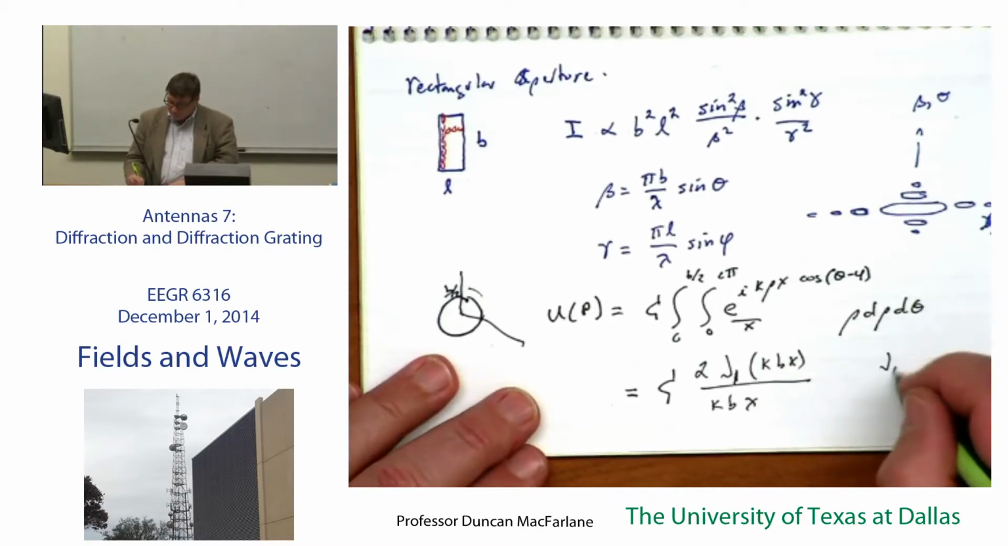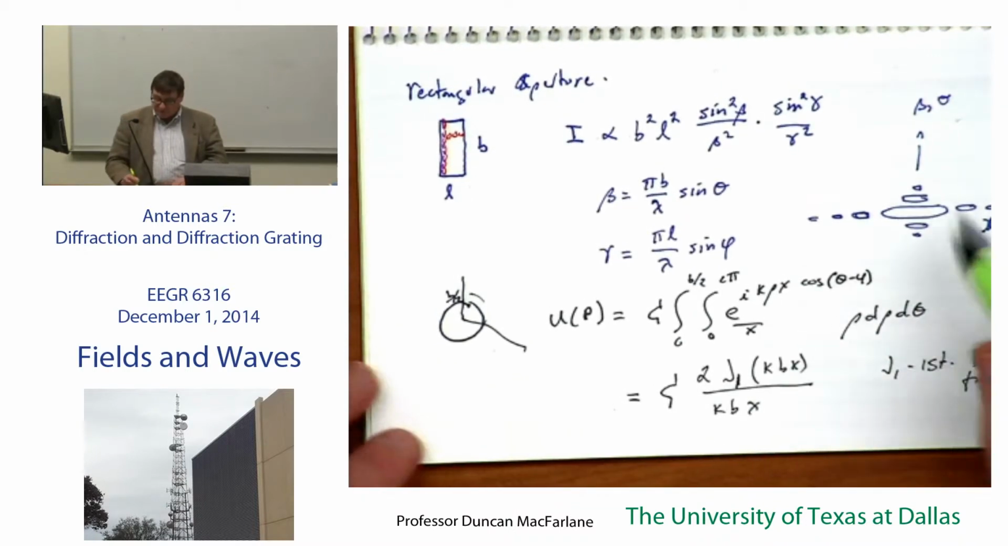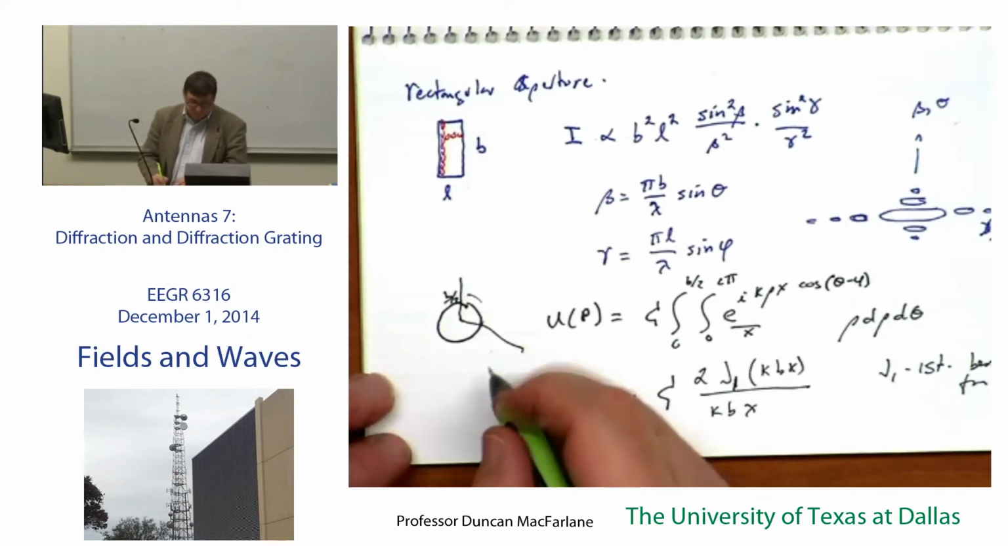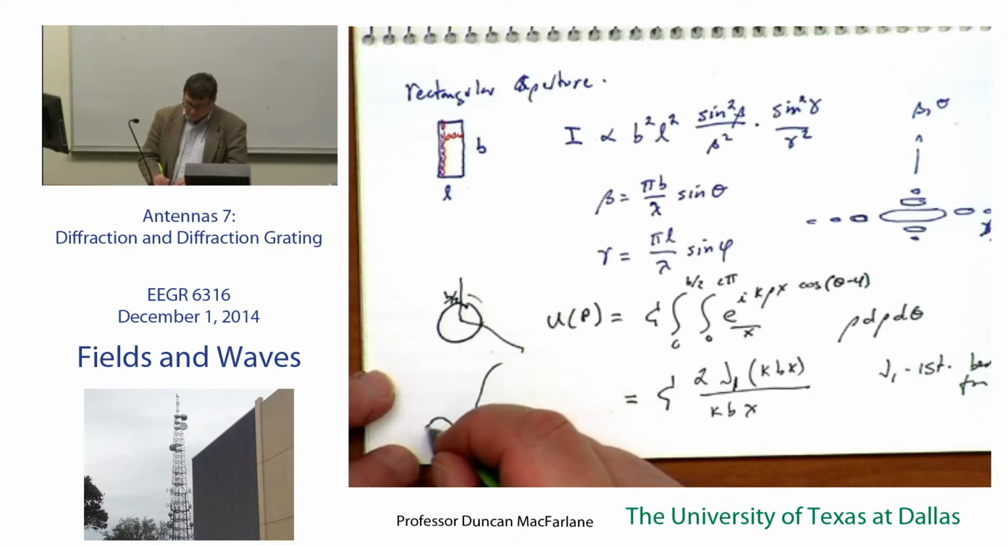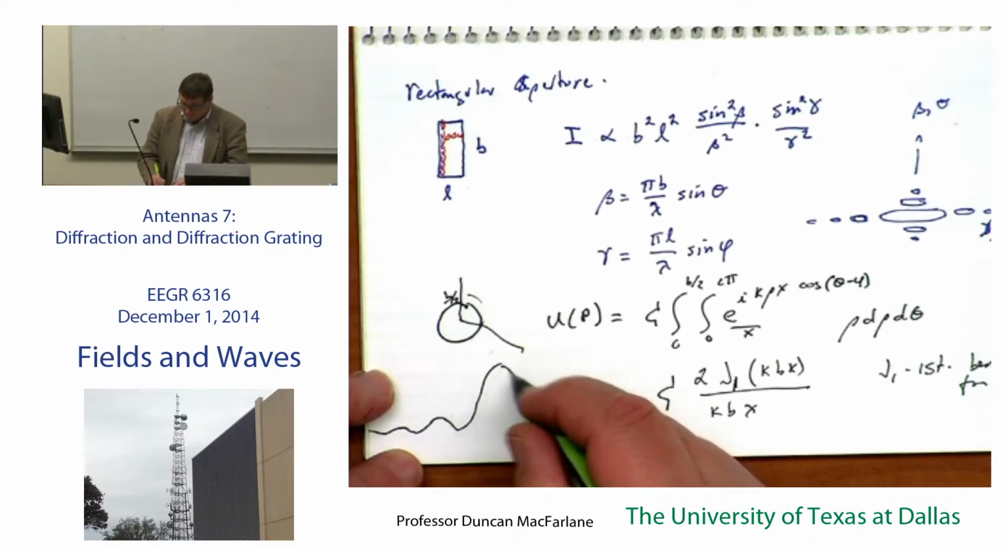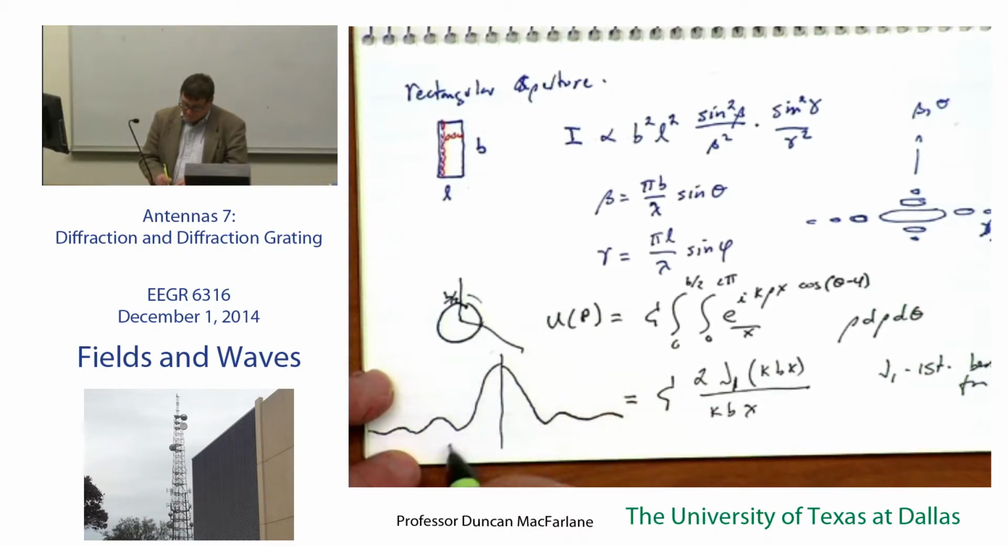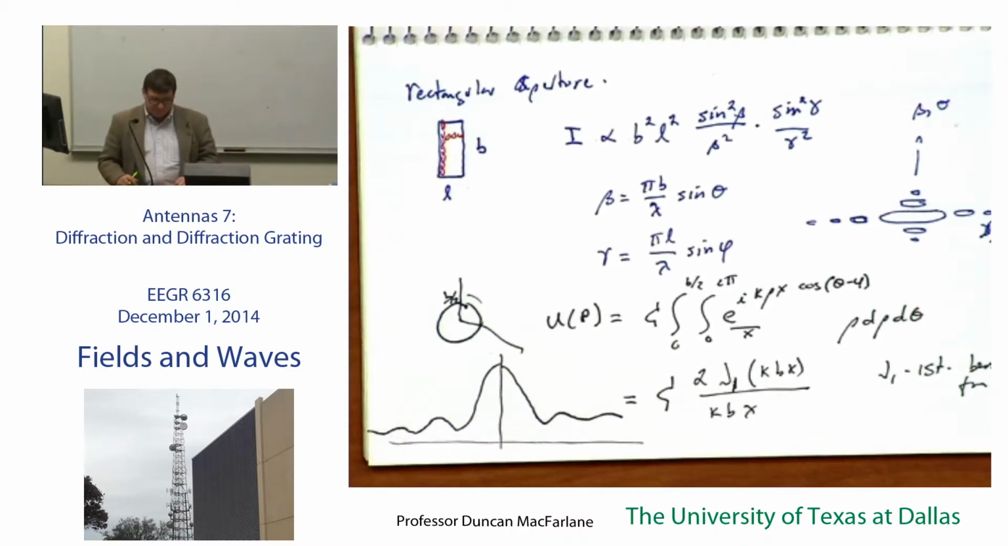So J1 is the first Bessel function. But it looks similar to the sinc function, except the zeros are not evenly spaced. Okay? I think they get further apart as you get further away from the axis.